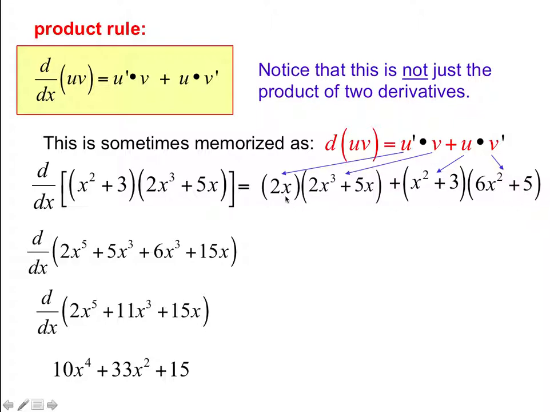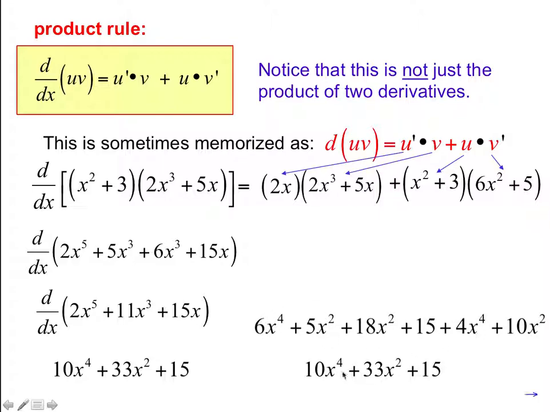And if we did some distributing here, we could see that as we go through here, x to the fourth, 6x to the fourth, and 4x to the fourth is 10x to the fourth. 5 and 10x squared and 18x squared is 33x squared and 15. So that ends up working out the same either way. So this is the first exposure to the product rule. We're gonna keep working with this.